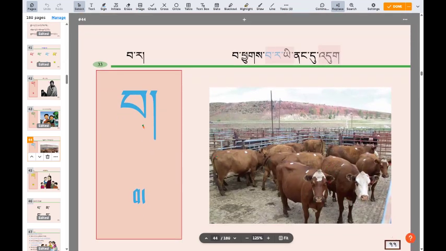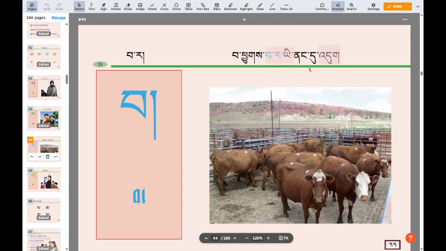Next we have pa, the low tone blue pa. So para. The para is this enclosure here, right? Call it a cow shed, a cow corral or something like this. Pachuk, these are the cows. Pachuk, para, and that's the para, the enclosure.